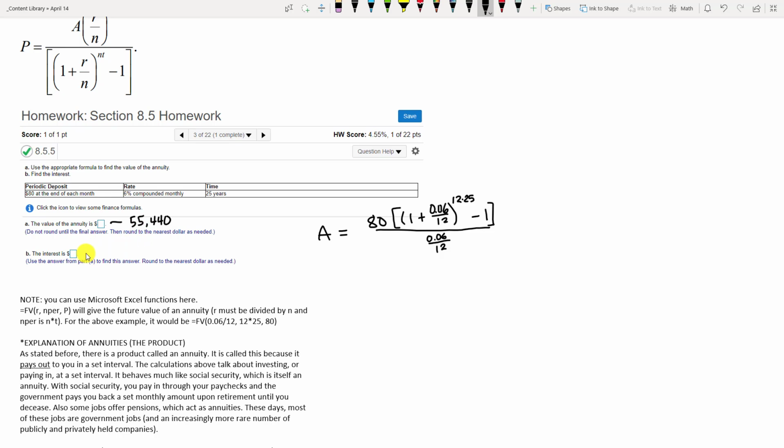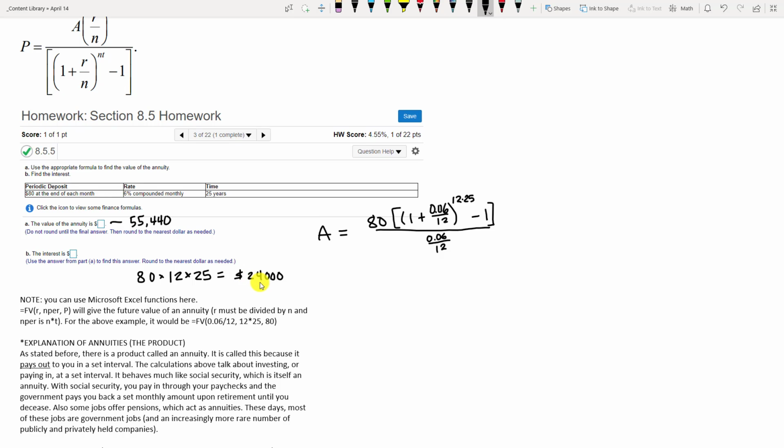Now we need to find the interest. How much did this money earn above and beyond the initial investment? So included in this 55,440 is the $80 that we put in every month for 25 years, but also the interest. So we want to find just the interest part. So let's find out how much $80 per month, so times 12 months, times 25 years. That's the amount of money that I have invested that came out of my pocket to go into this, and let's see how much that is. So that works out to $24,000.